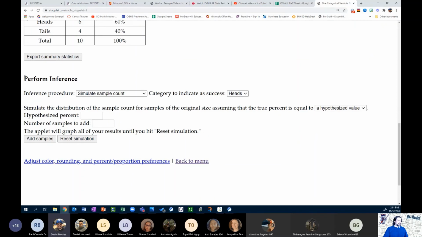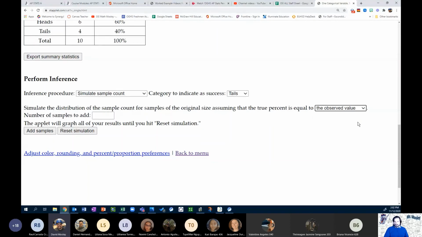So now what we can do is down here we have perform inference. We can run a simulation right here. We're going to simulate sample count of tails because that's what I've been asked about. Simulate the distribution of the sample count for samples of the original size, assuming that the true percent is equal to the observed value, right? Because we've set it up to be out of 10. And it's the correct proportion, 60% to 40%. Right? And it is inference procedure, simulate sample count.